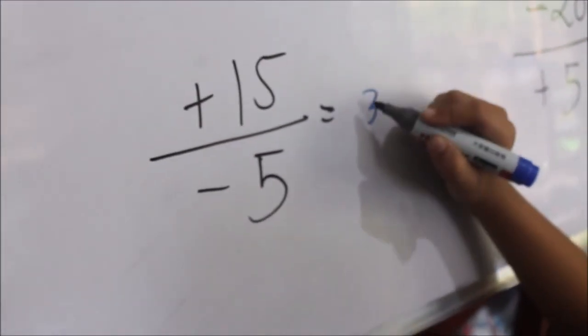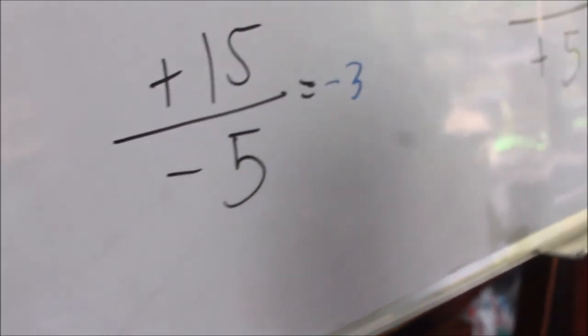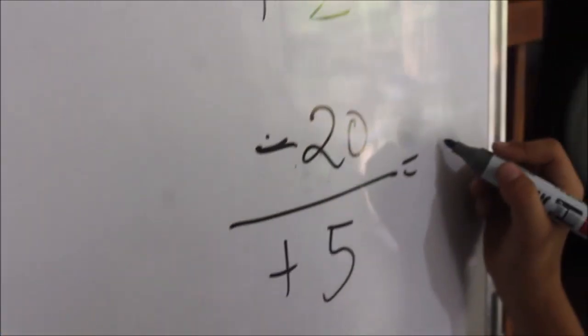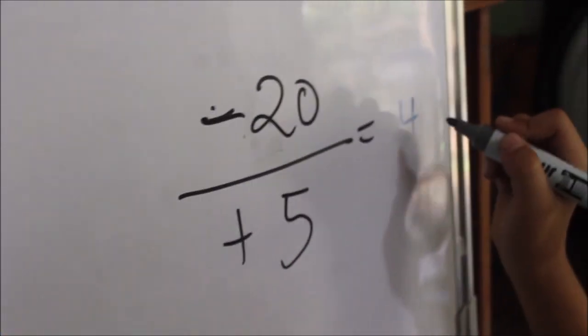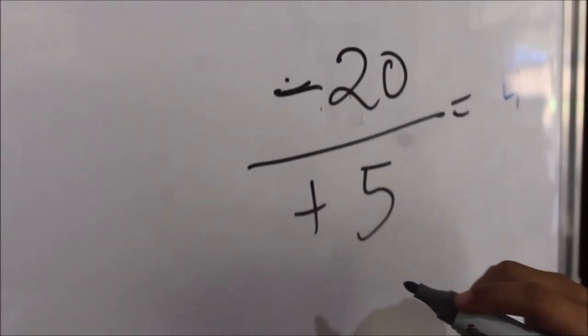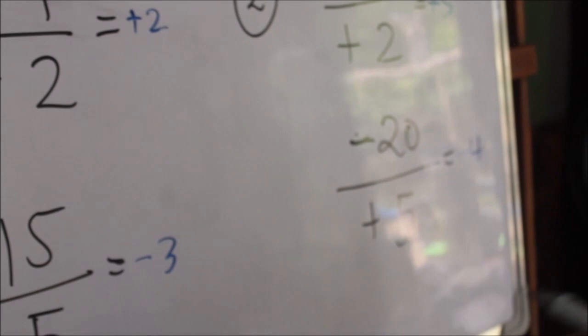How about the sign? What sign are you going to use? Is that positive or negative? Negative. Very good. Okay, last. Negative 20 divided by positive 5. There are how many 5 in 20? There are 4. How about the sign, kuya? The sign is negative. Very good, kuya. Good job. Thank you, kuya.